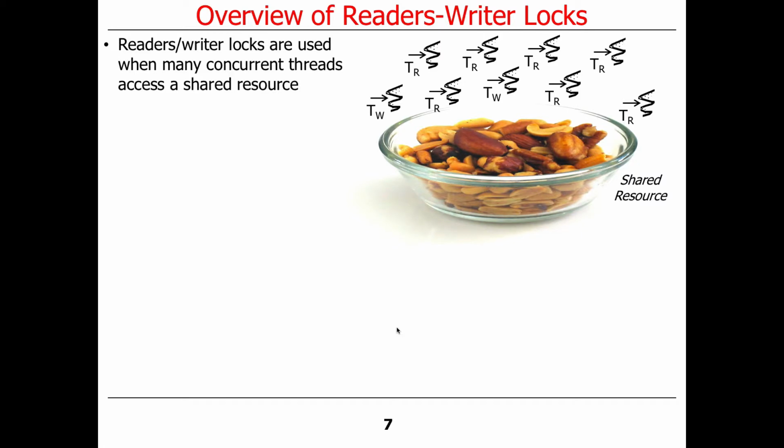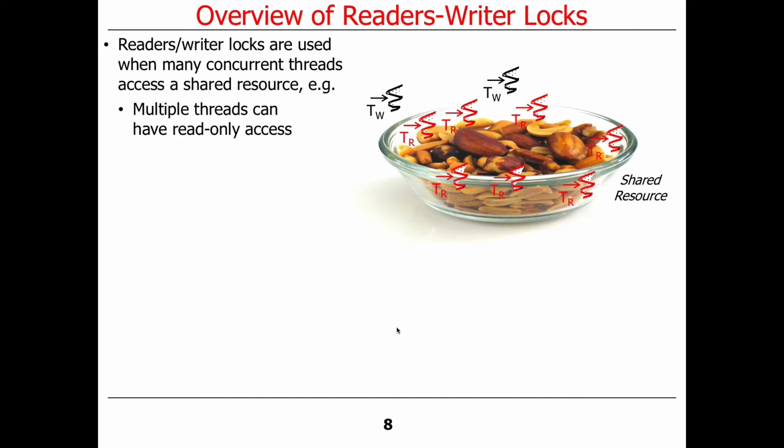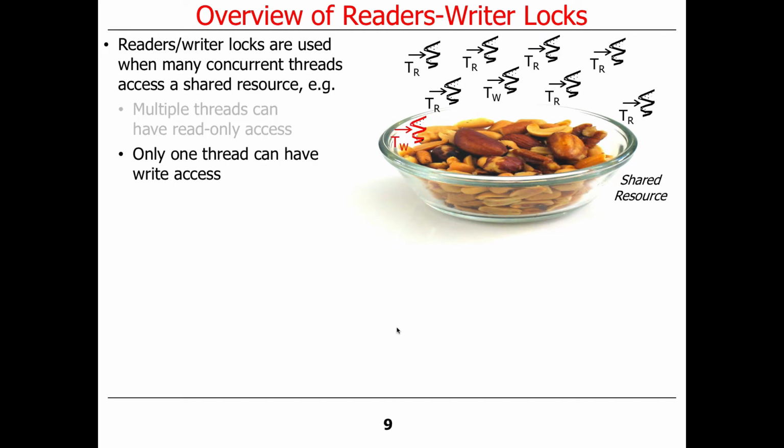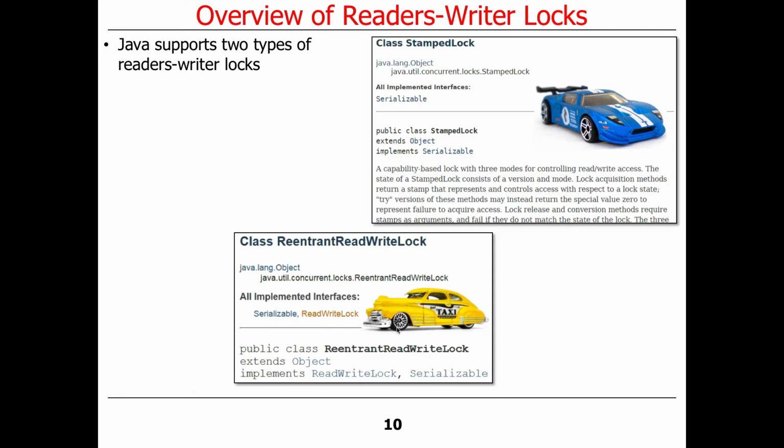This type of abstraction is most useful when there's lots of concurrent threads that are trying to access a shared resource. So in the analogy here, we've got some shared resource like a dish full of nuts, and we've got a bunch of readers and writers, and we want to be able to have lots of threads in there reading the nuts. Why you would read nuts, I have no idea, but it gives you the abstraction. But only one thread at a time can write to it. And so when there's writing, there's just one happening.